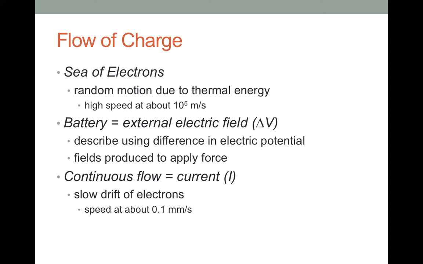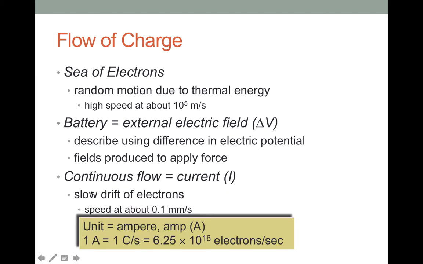If we take a battery, what the battery is going to produce is an external electric field, which will apply a force to the electrons and cause them to begin to slowly drift in the direction of the force. And that continuous flow will actually be the current. However, that current will result in a very slow drift speed of on the order of a fraction of a millimeter per second. So what we're actually having here is electrons moving randomly in all directions while slowly drifting in the direction of the electric field at incredibly slow speeds.